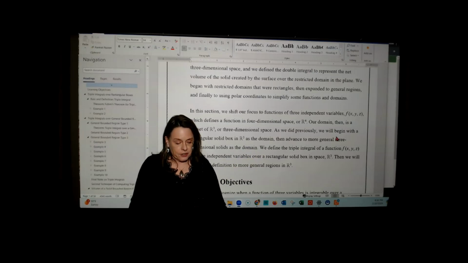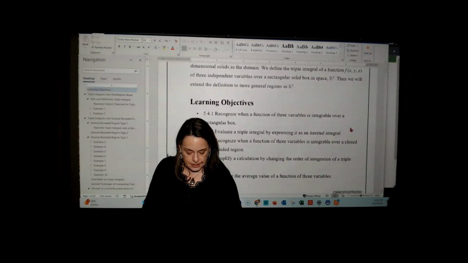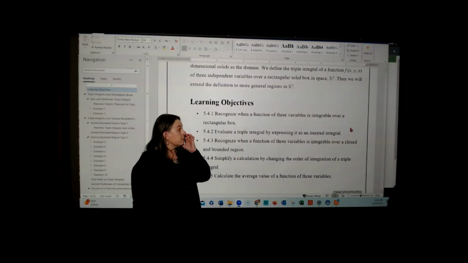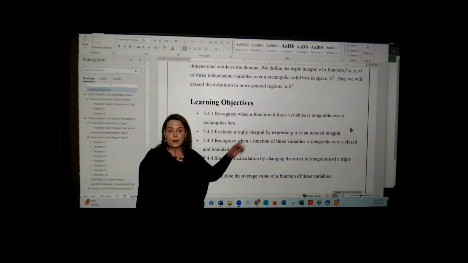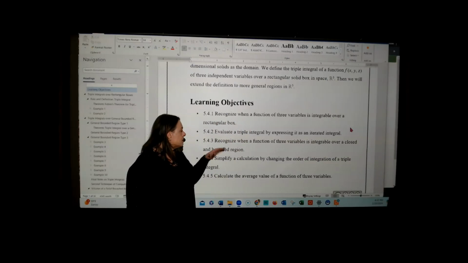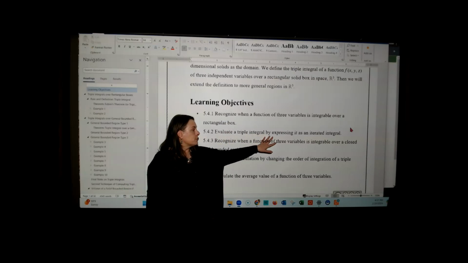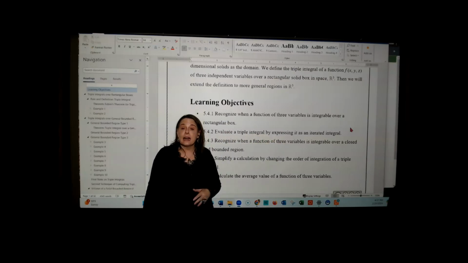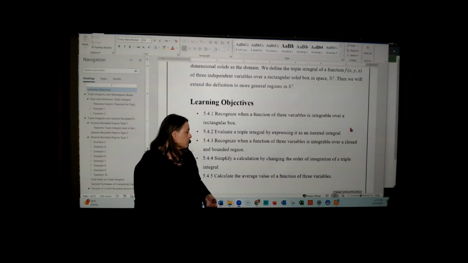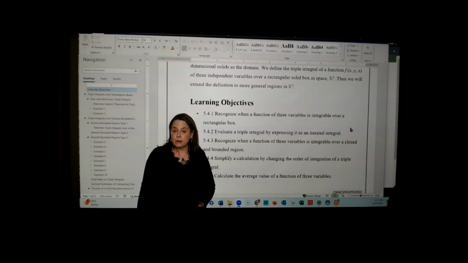In this section, we have several learning objectives. We're going to recognize when a function of three variables is integrable over a rectangular box. This will be our simplest situation. Then we're going to evaluate a triple integral by expressing it as an iterated integral, just as we did for double integrals. We'll recognize when a function of three variables is integrable over a closed and bounded region.